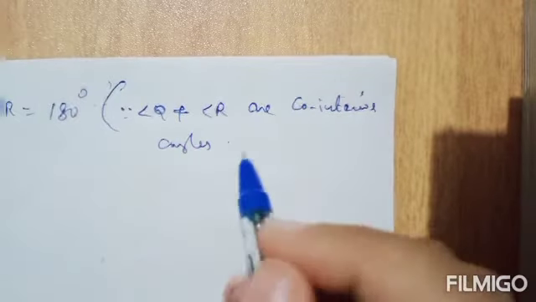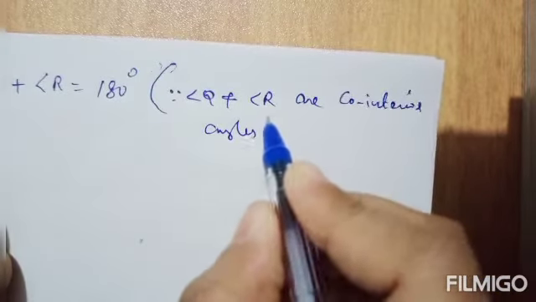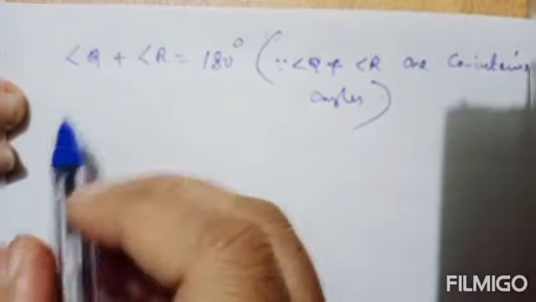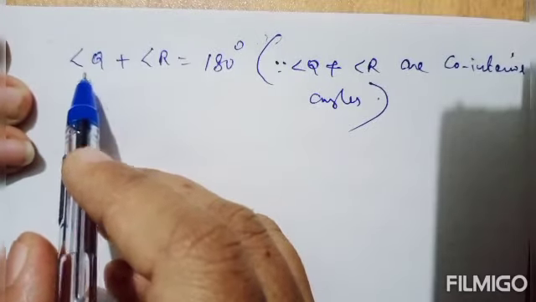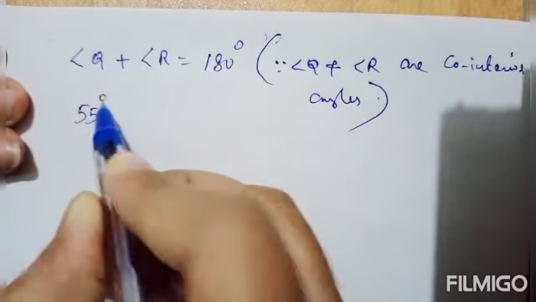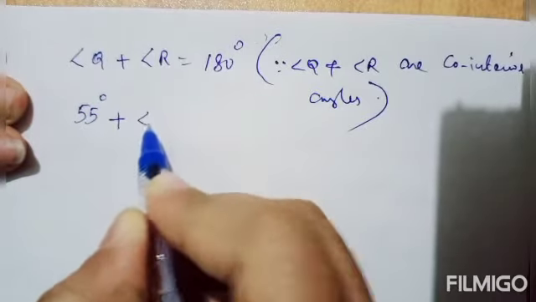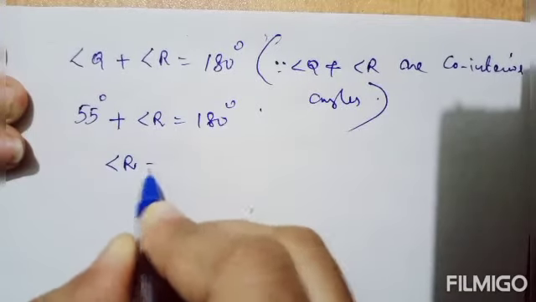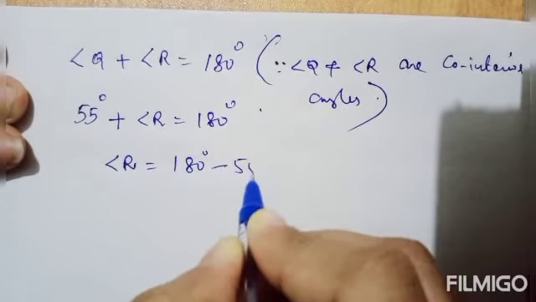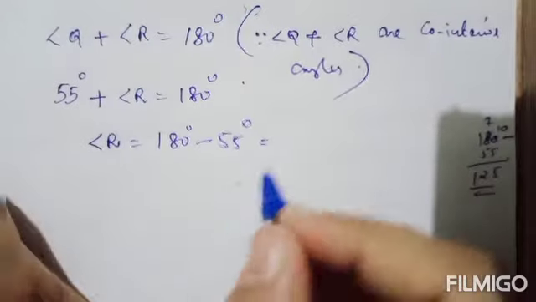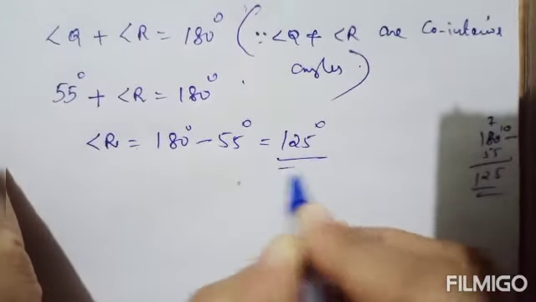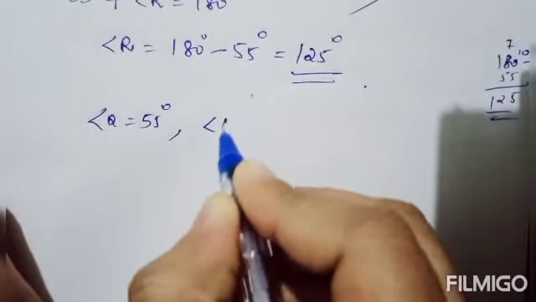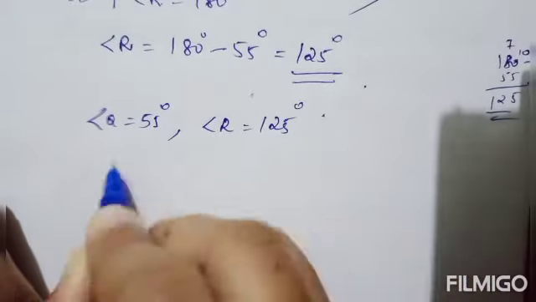We know the sum of two co-interior angles is 180 degree. That's why we wrote angle Q plus angle R equal to 180 degree. Now what we got for angle Q is 55 degree. So 55 degree plus angle R equal to 180 degree. So what will be angle R? 180 degree minus 55 degree, you will get 125 degree. So angle Q equal to 55 degree and angle R equal to 125 degree.